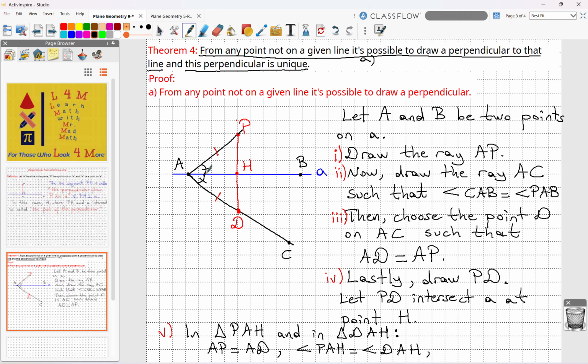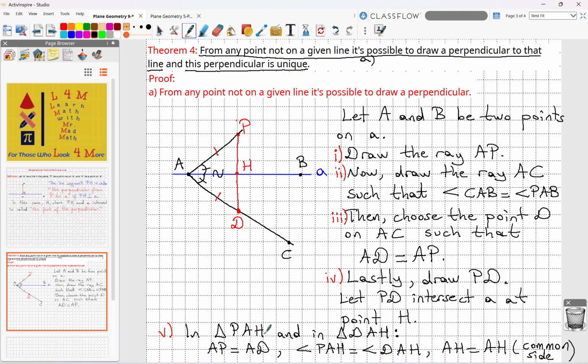And lastly, I see that the side AH in the first triangle, PAH, is equal to the side AH in the second triangle, which is DAH. So AH is a common side for our triangles. Side AH is equal to side AH because this is their common side.